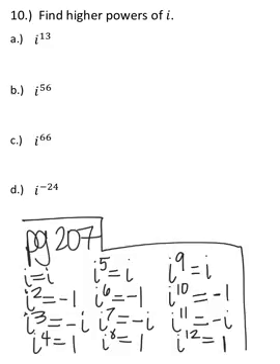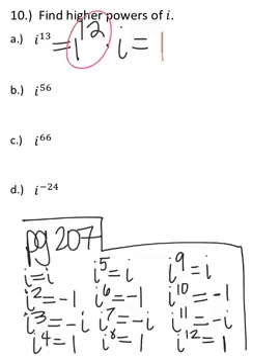Okay, so let's start with A. i to the 13th. So I know that i to the 12th is 1. So if I say i to the 12th times another i, that would be 1 times i, which is just i. Okay, now let's look at B.